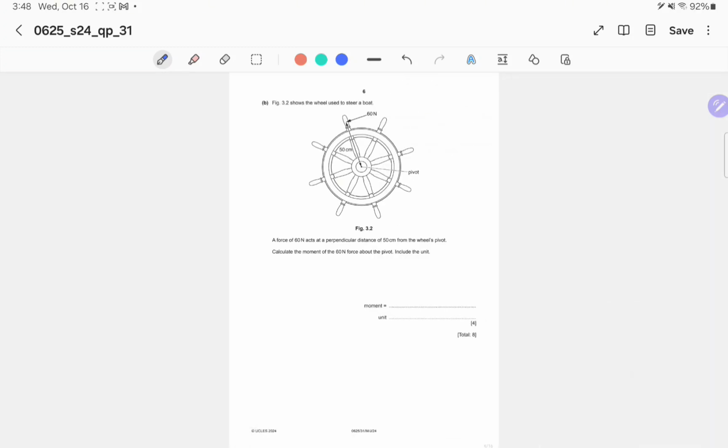Here is a wheel used to steer a boat. Figure 3.2. The force is 60 Newton, acting perpendicular to the distance. The distance is 50 centimeter from the center of the pivot. Calculate the moment of the 60 Newton force about the pivot, include the unit. First write the formula so that you are able to find the answer. Moment is equal to force into perpendicular distance from the center of the pivot.